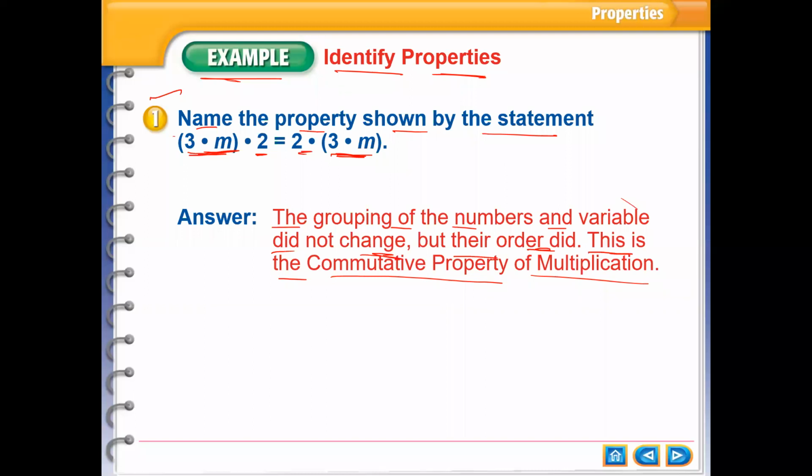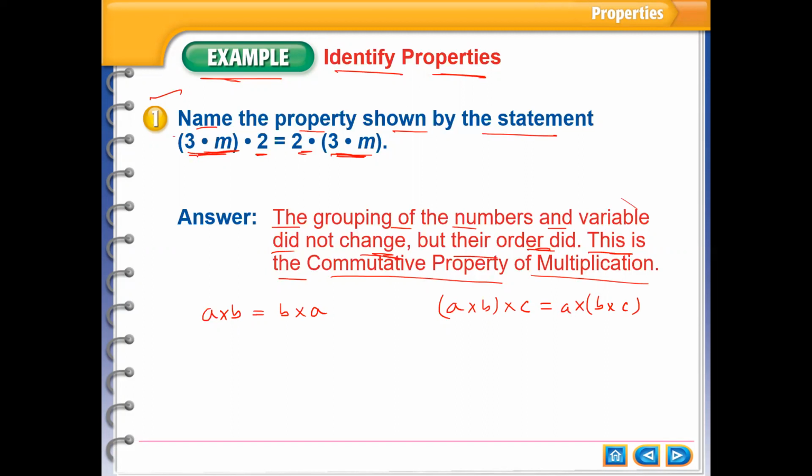Now some people will say, sir, why is this not an associative property? Why is this a commutative property? The question may arise in your minds. It looks like associative property, but actually it is commutative property. Why? Because in commutative property, the order gets changed. For example, commutative property says A into B is equal to B into A, while associative property says A into B in bracket multiply by C is equal to B into C in bracket multiply by A.